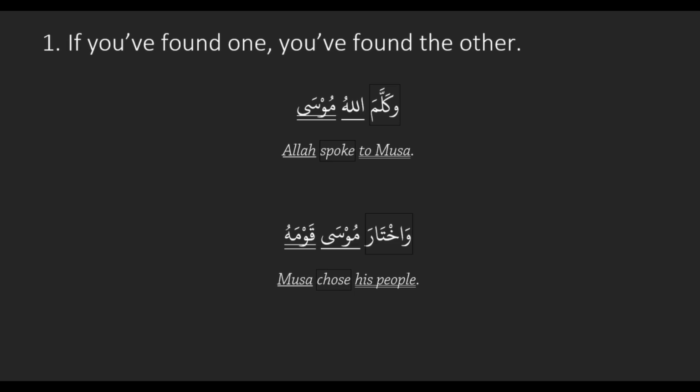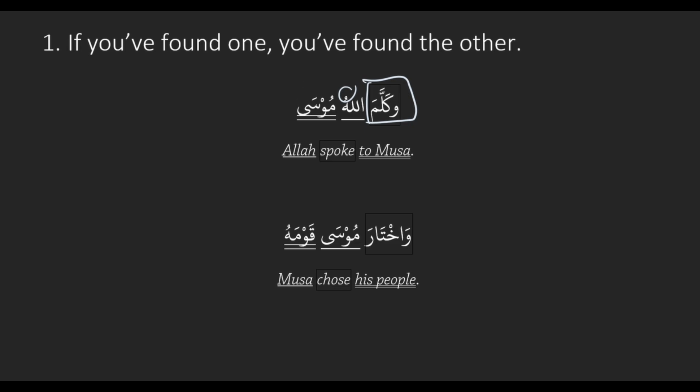Meaning if you found a word that has a doer label, chances are the labelless word will be receiver. And if you found something that has a receiver label, chances are the labelless word will be a doer. Exactly. So let's look at some examples. We have كلم الله موسى, right? Action sentence. كلم is our action. And then what do you know about Allahu? It has a doer label, so we found our doer.